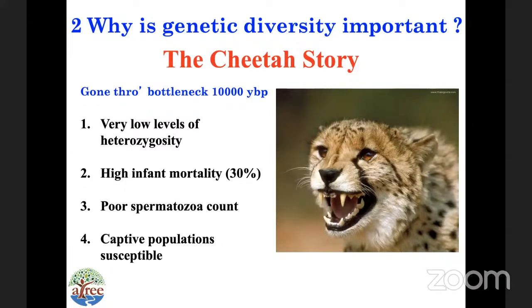Because of the very low genetic diversity, there was high infant mortality. The young ones were not able to cope with different temperatures or with different diseases and pests. About 30% of all the offspring that were born died. Similarly, there was also low sperm count in the males, and because of that, fertilization was very, very poor. Also, the captive populations were susceptible because they had very low genetic diversity. And because of all these reasons, the cheetah became extinct in India.